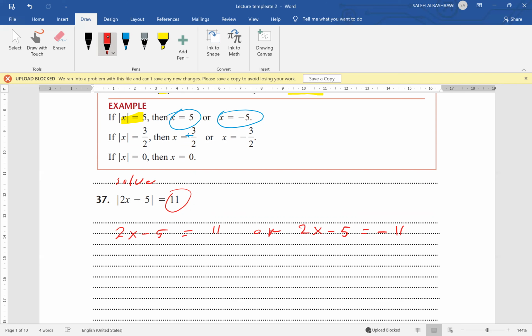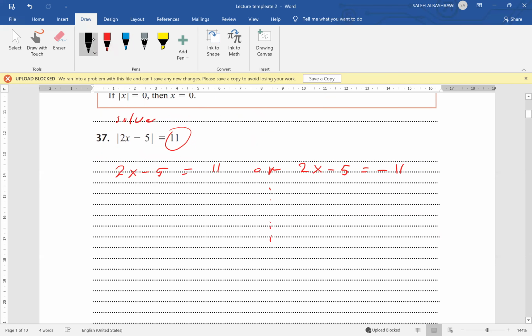So we can see that we have two linear equations. We'll solve the first equation and the second equation. This is just a linear equation. So I will add plus 5 to the left and right. To solve the linear equation, we have to keep the variable on one side and all the constants on the right-hand side. So this will be 2x equal to 11 plus 5 equal to 16. Now divide by 2. I will have x equal to 8.